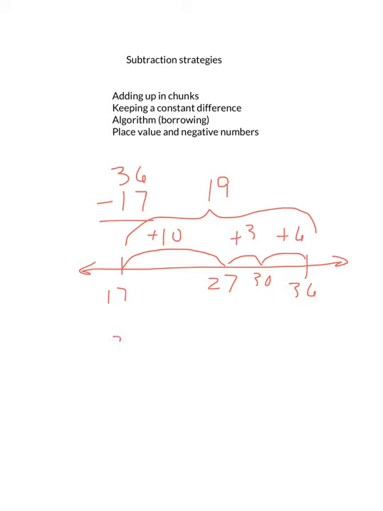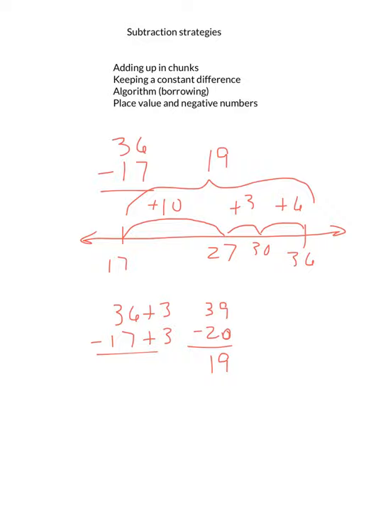Now, keeping a constant difference just says, okay, we want to work with friendly numbers. Wouldn't it be a lot easier to work with 20 instead of 17? Because it's a friendly number, it's 2 10s. So again, whatever we do to the minuend, we have to do to the subtrahend. So if we're going to add 3 to 17, we have to add 3 to 36. So we'd be left with 39. So 39 minus 20, again, gives us that answer of 19.